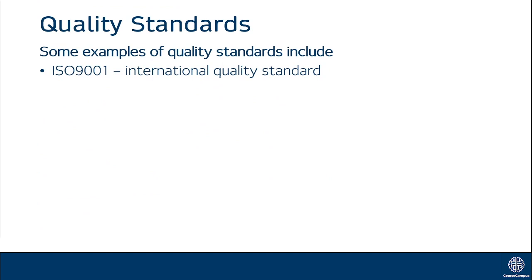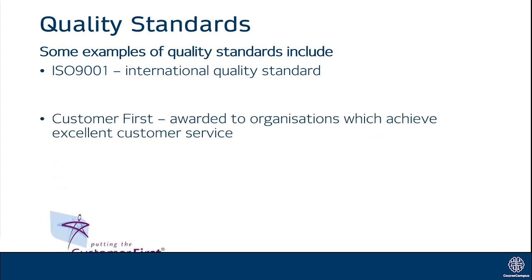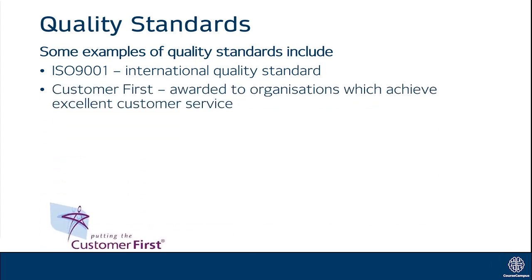So let's have some examples of quality standards. ISO 9001 is an example of an international quality standard that is shared amongst organisations. They get registered, and any organisation that meets that standard, you know what the quality is of what they're doing. There's also Customer First, which is awarded to organisations which achieve excellent customer service. So it's a recognition scheme.